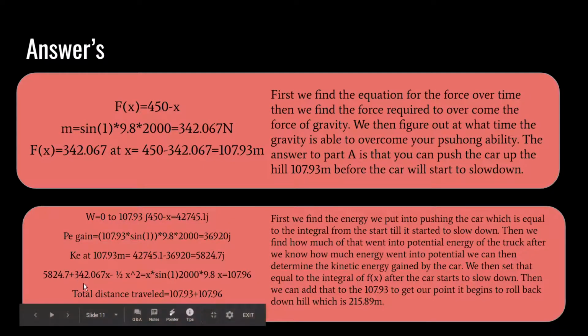I took the kinetic energy it has, and then I added the energy we're putting in, which is the integral of the force, but I re-zeroed it at the spot where it starts to slow down, and then I set that equal to the potential energy equation, which is the distance times the sine of 1 degree times the mass of the car times the force of gravity.